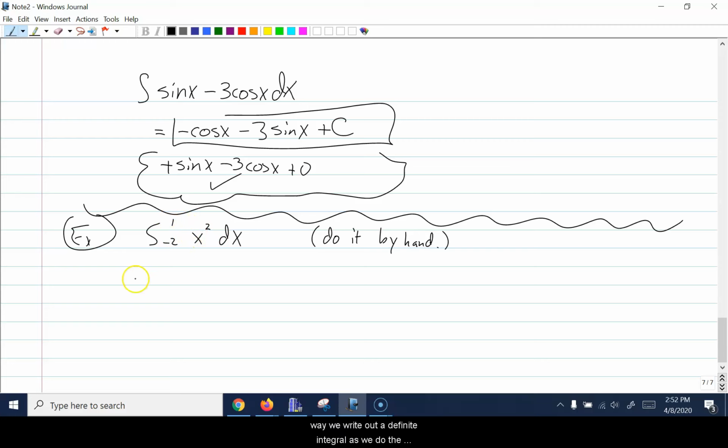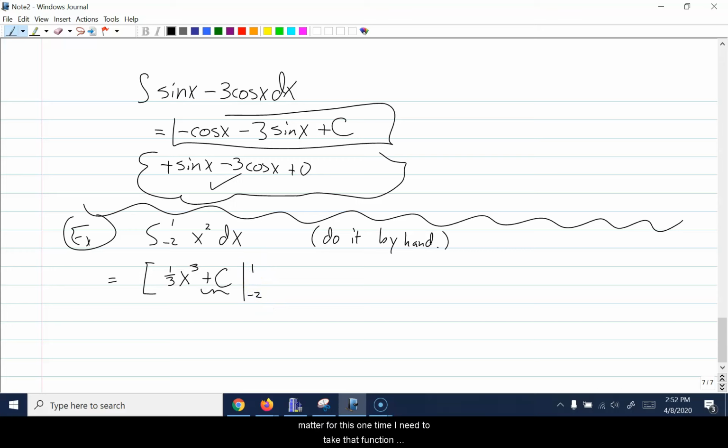The way we write out a definite integral is we do the indefinite integral. What's the antiderivative of x squared? Or what's an antiderivative of x squared? It's 1/3 x cubed. We would usually put a plus c. The plus c here doesn't matter, and we won't usually write it when we're doing a definite integral. Because there are the little numbers here, the plus c doesn't matter. We'll leave it there and see why it doesn't matter for this one time.